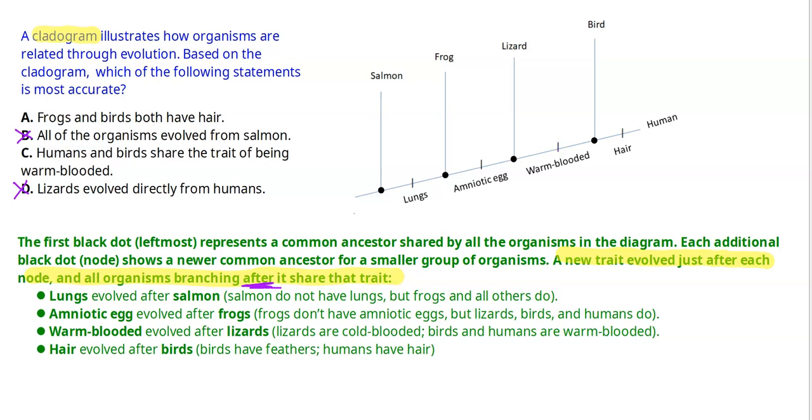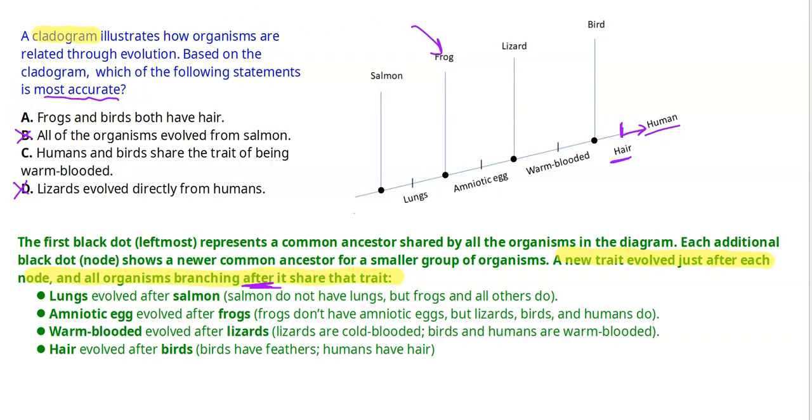Based on that, let's go ahead and answer this question, then we'll move on to the next one. Again, this said, based on the cladogram, which of the following statements is most accurate? Frogs and birds both have hair. So let's see. Hair is here. The only organism after this trait is the human. So only the human has hair. The frog doesn't, because it's all the way back here. So A is gone.